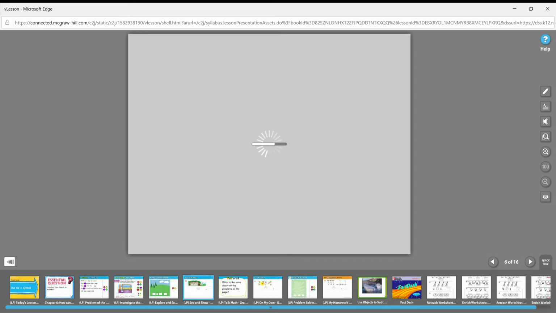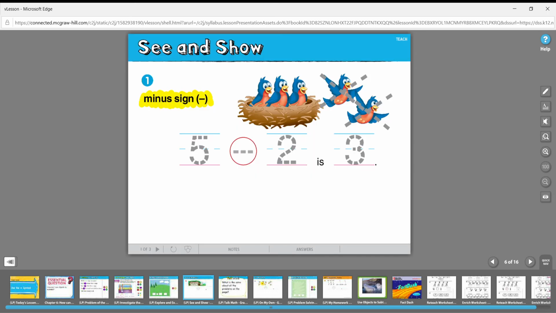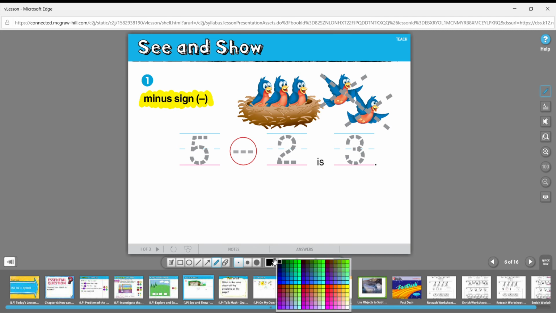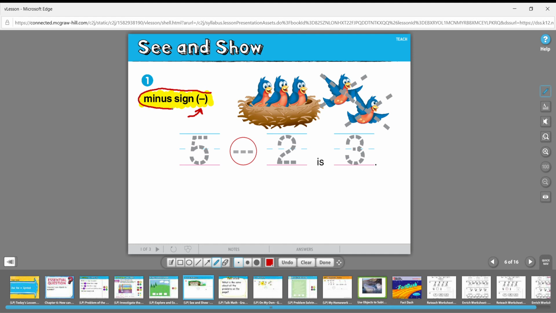Now, when we turn the page, on the inside, here's our See and Show page. So our See and Show page has a story. And up here in the corner, I'm going to show you this. I'm even going to put it in a different color. Okay, how about in a nice bright color? Right here. This is the minus sign, and those are the words, minus sign. Okay, minus sign. So remember where the minus sign is. It's in the middle there.